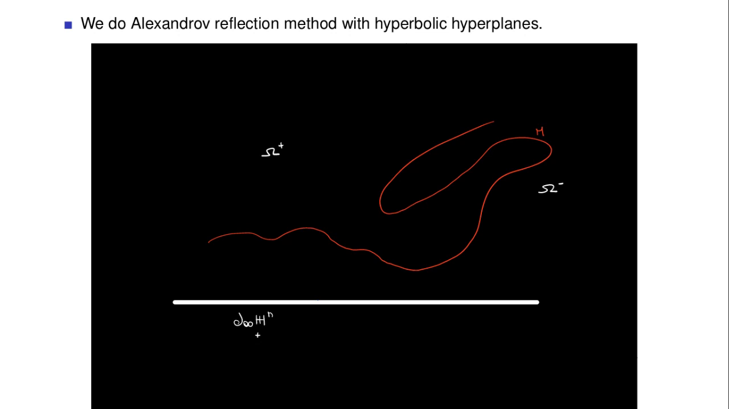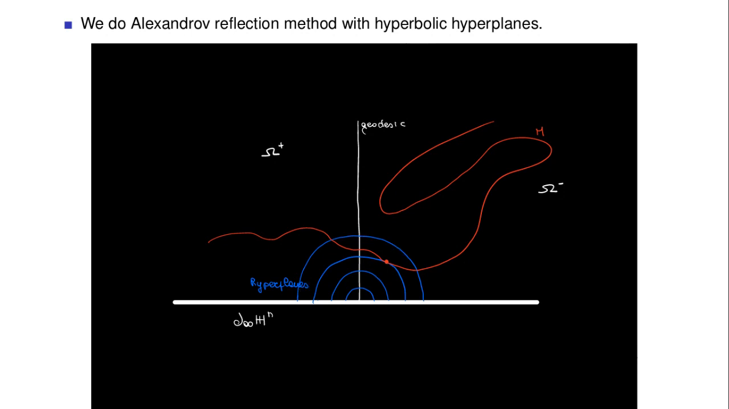Okay, so we take M again. This divides the space into two components, as I wrote here, omega plus, omega minus. This is always the boundary at infinity. There is a plus here that is a mistake, but anyway, I cannot erase it now. And then I want to do Alexandrov reflection with hyperbolic hyperplanes. So I start with a blue far away hyperplane, and then I approach M, and I have a first contact point, the red one here, and then I continue a little bit.